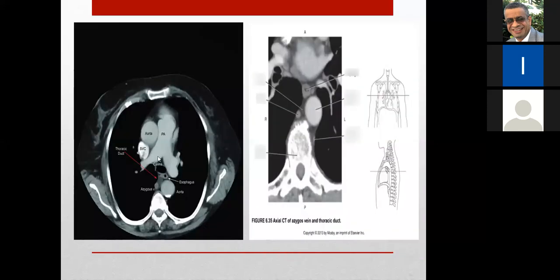On axial CT, we can see this is the carina, the tracheal bifurcation, and this is the esophagus, this is the descending aorta, this is the azygos vein. It lies between the azygos vein and the aorta, this is the thoracic duct. This is the same image, this is the esophagus, the descending aorta, and the azygos, and this is the thoracic duct.